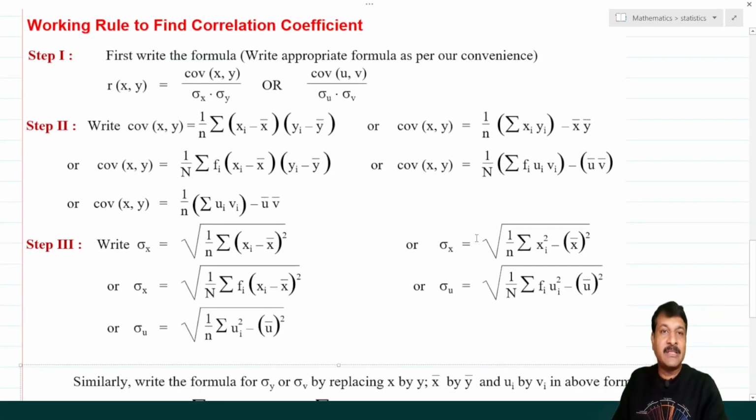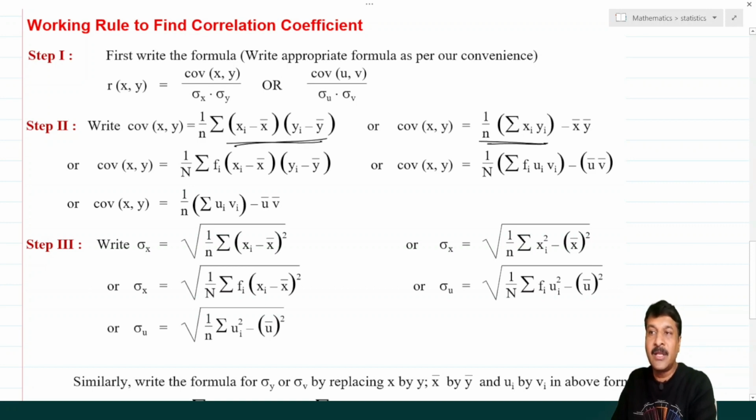So you can remember this working rule to find the correlation coefficient. First you write the formula, maybe in xy or uv, then find the covariance of xy, or you may find the covariance of uv. So here 1 by n. There are many formulas I already explained in the form of ui, vi or xy. So this formula one may write in this format also. If frequency is there, this will be present there.